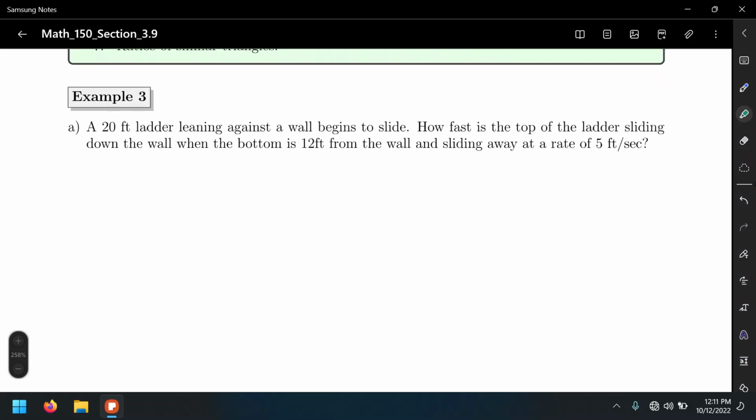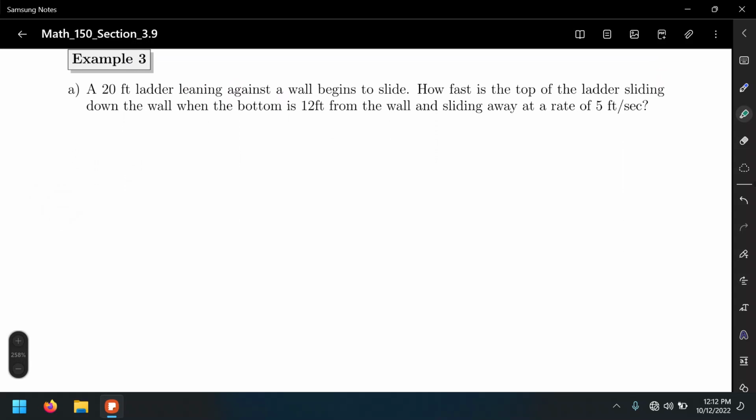So what do we have? A 20 feet ladder. It's leaning against a wall and begins to slide. So the question is, how fast is the top of the ladder sliding down the wall when the bottom is 12 feet from the wall and sliding away at a rate of 5 feet per second? All right.